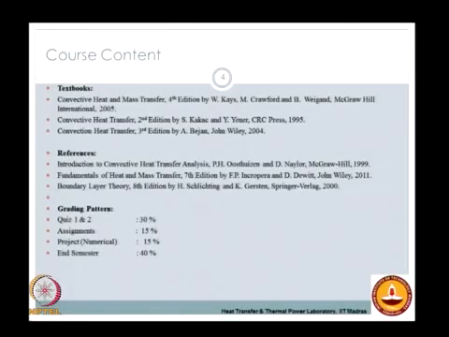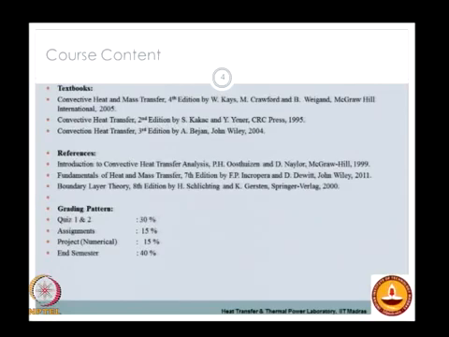And coming to the references, one of them is Introduction to Convective Heat Transfer by Oosthuizen and Naylor. This is a free ebook which is available, and you can just download and read it, and it also has a good description of some of the numerical methods used in convective heat transfer. Of course, your fundamental text on heat transfer by Incropera will always be very handy in this course.